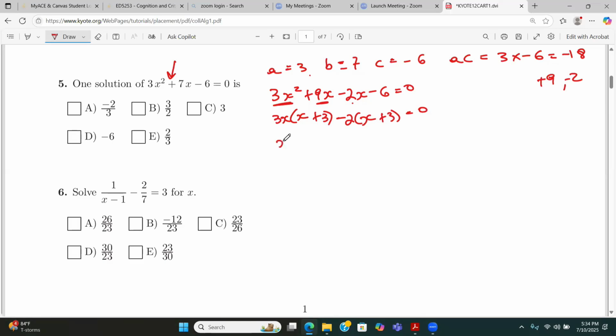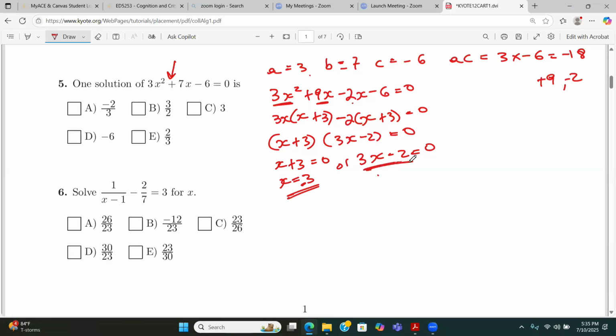Now, I'm going to factorize this quickly. So I have x plus 3, and then 3x minus 2 equals 0. Either of these would be 0. So x plus 3 could give us a solution. 3x minus 2 could give us a solution. So either one equal to 0. Let us solve them. So x plus 3 equals 0, x is equal to minus 3. This is a solution. It's not there.